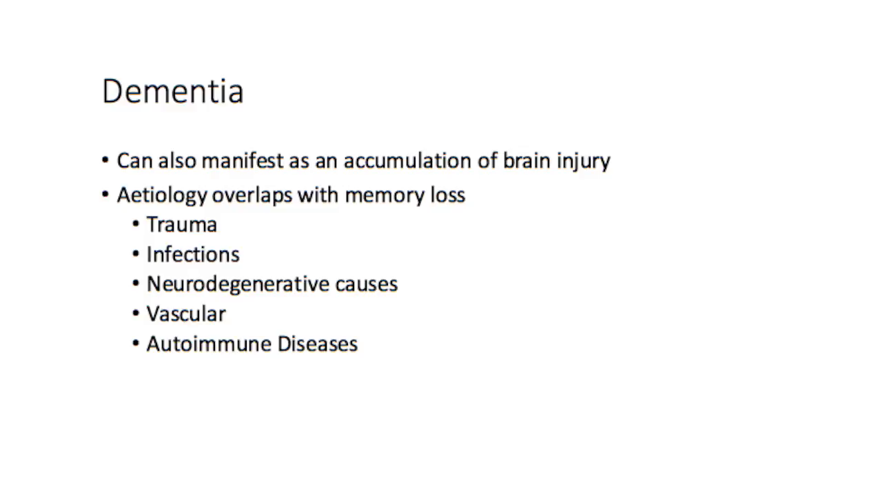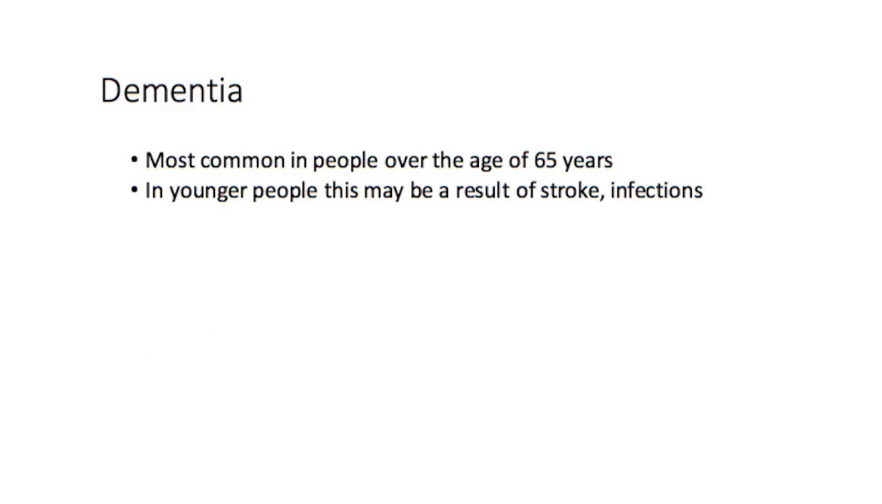We've talked about trauma, we've talked about infections, we've talked about vascular causes, we've talked about prions, inflammatory autoimmune diseases like MS. Dementia would be more of an end-stage condition. It would normally be most commonly diagnosed in adults over 65 years of age. It can happen in people younger than that, in cases of stroke or infections, prions.